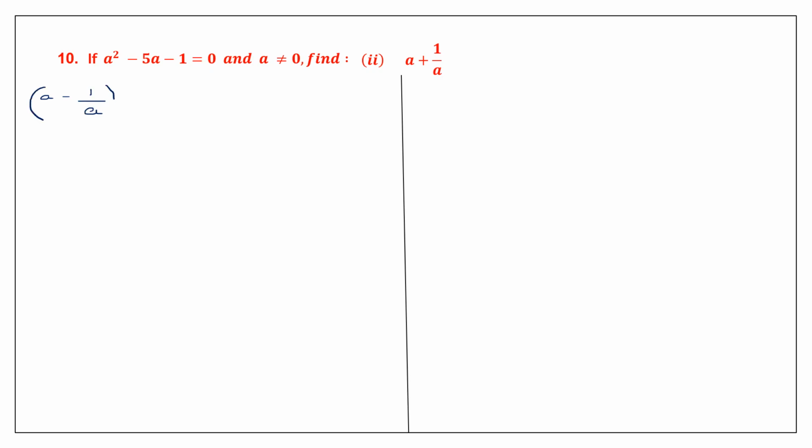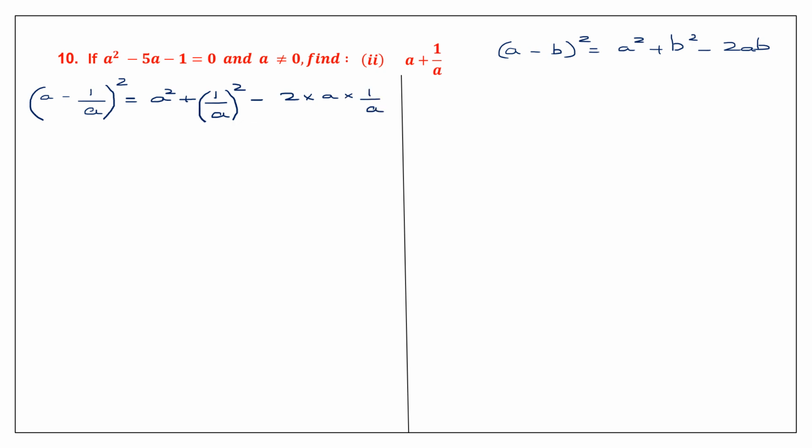So this becomes a minus b the whole square. So let's apply that identity, that is a minus b the whole square will be a square plus b square minus 2ab. So you must always think of applying one of the identities that you've learned to get your final answer. So here we're going to apply this identity. So let's do that. So a square in this case will be a itself, so that is a square, plus b square will be 1 by a, that is b, isn't it? The square of this, the whole square, minus 2ab, that is 2 into a into b. b is 1 by a.